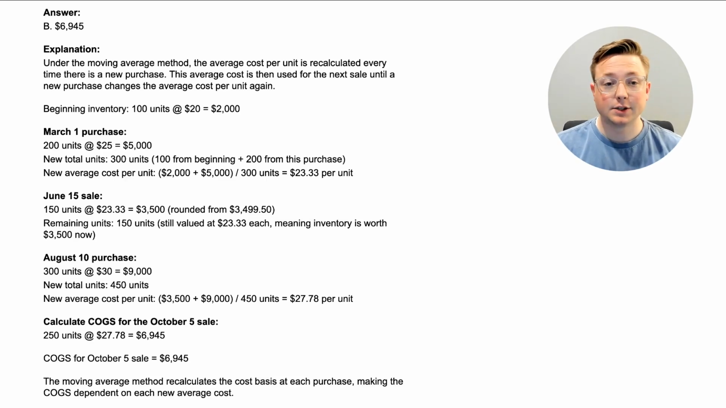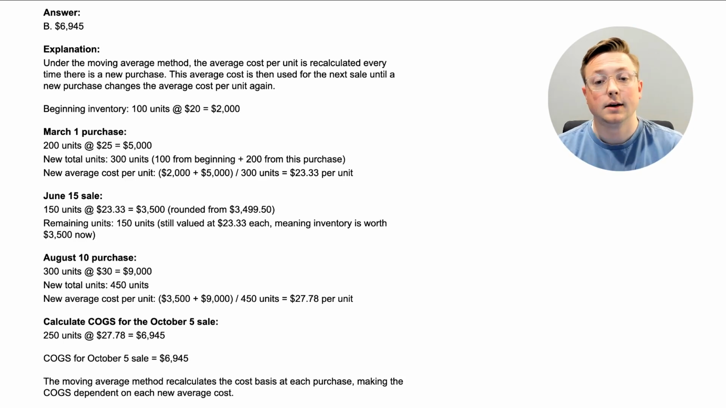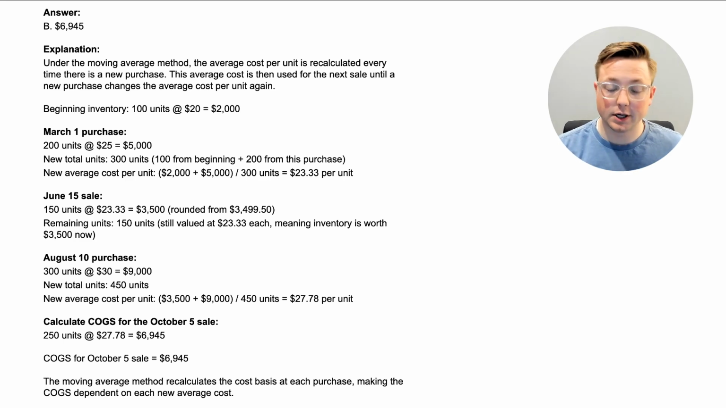All right, here we are. The answer is B. $6,945 is the cost of goods sold using the moving average method. So as I said, this is similar to the weighted average method, but instead of being periodic, it is perpetual. So let's walk through this. Under the moving average method, the average cost per unit is recalculated every time there is a new purchase. So we are still calculating an average, but we're changing it every time we have a new purchase. This average cost is then used for the next sale until a new purchase changes the average cost per unit again. So let's walk through that.